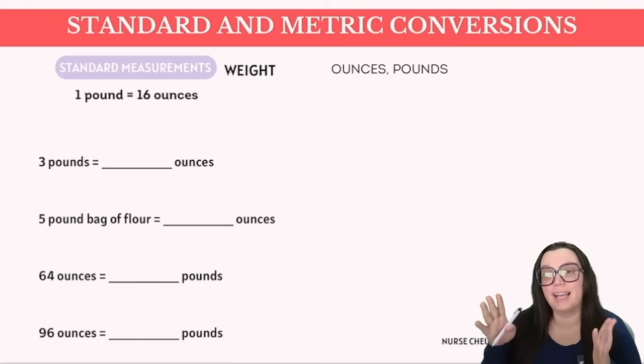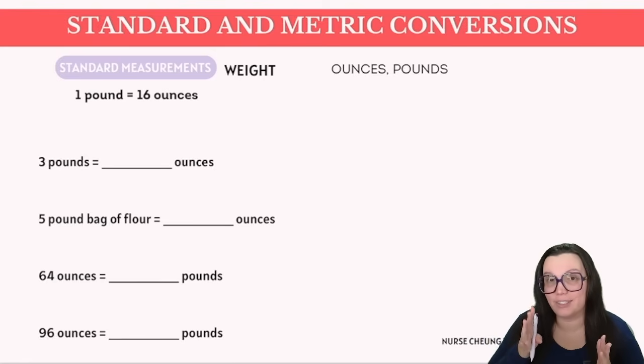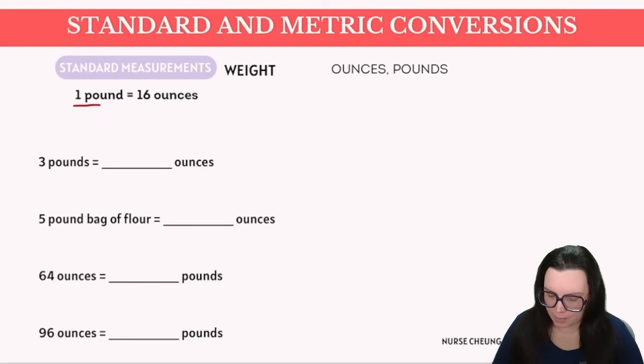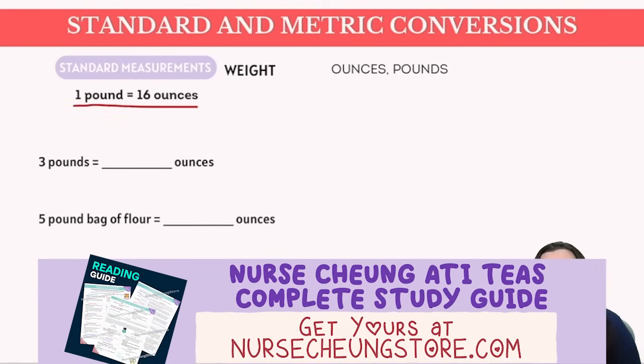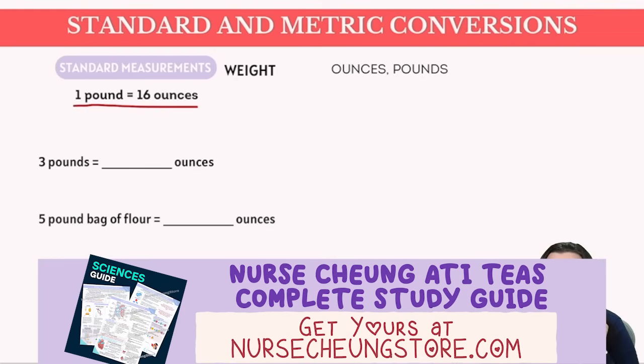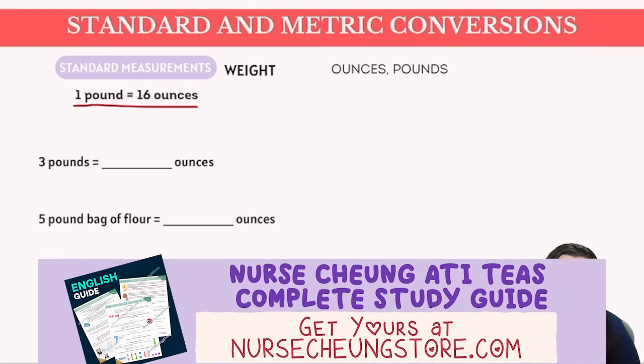So next up, we're going to tackle weight when it comes to the standard system. The number one thing that the TEAS always loves to test you on is pounds to ounces. As we know, 1 pound is equal to 16 ounces. This is going to be the key one for you to remember when you're taking that math portion.